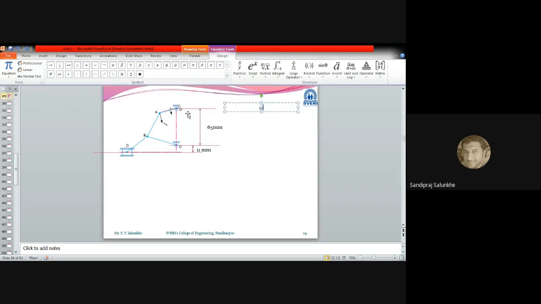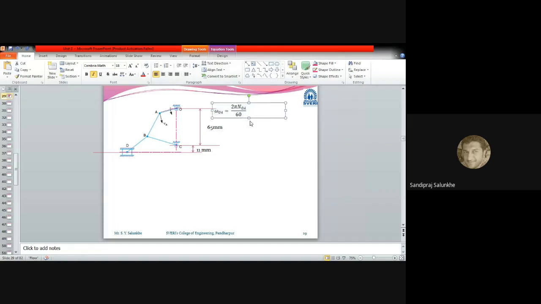Then we have to calculate omega of OA. And omega OA is given by 2 into pi into speed of OA, that is N of OA, divided by 60. Am I right? Is it right?